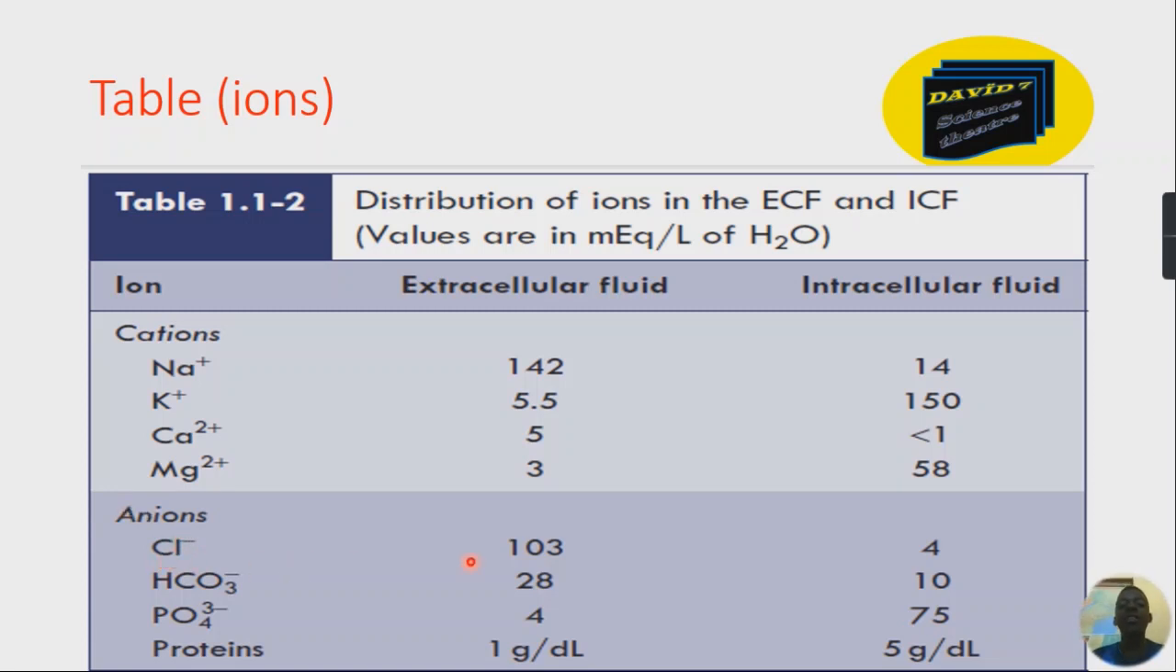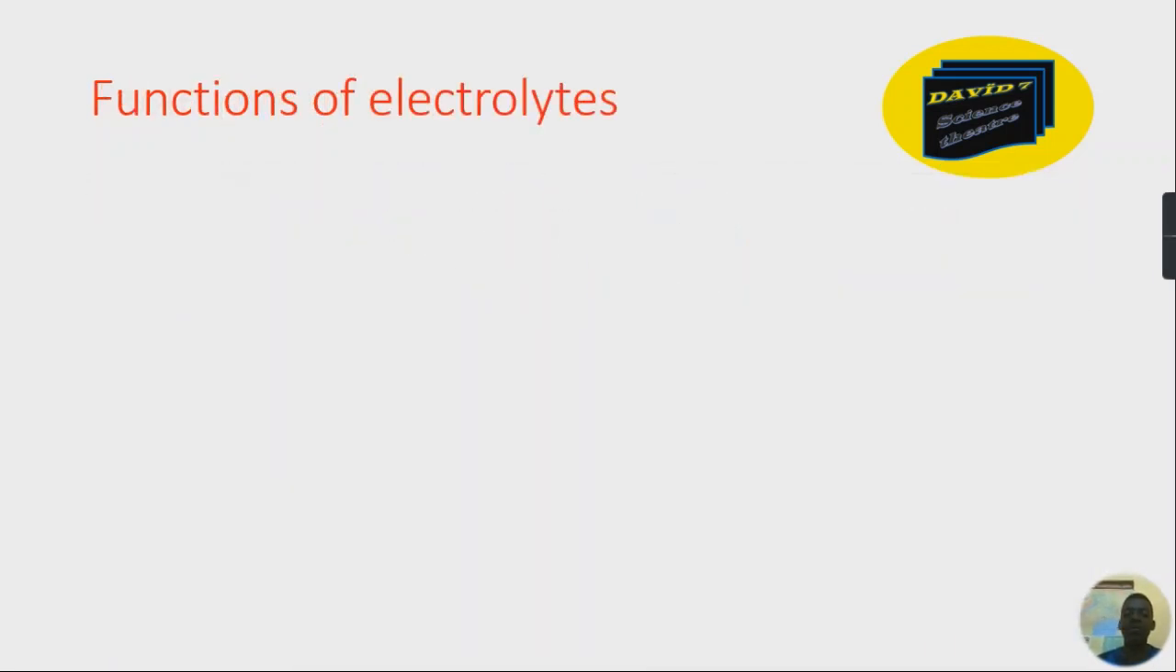Anions, we have chloride. Chloride is high outside cells, 103, and just 4 within cells. The bicarbonate is highest outside cells, that is 28, compared to the 10 inside cells. The phosphate is 4 outside, and much of it is found within cells, that is 75. Whereas the proteins is just 1 gram per deciliter outside cells, whereas it is 5 grams per deciliter within cells.